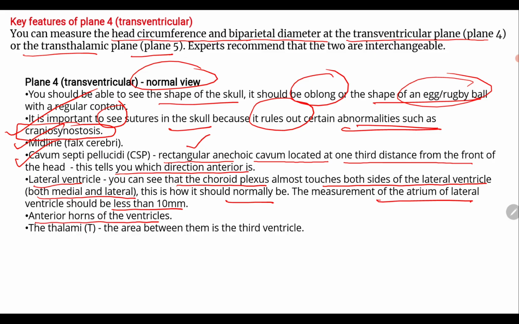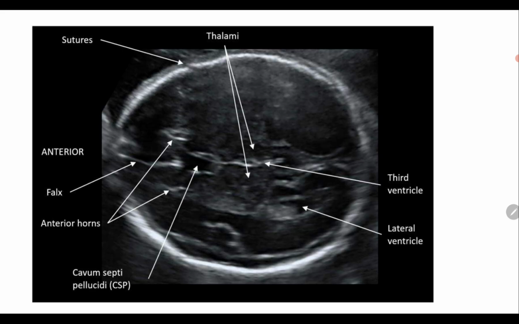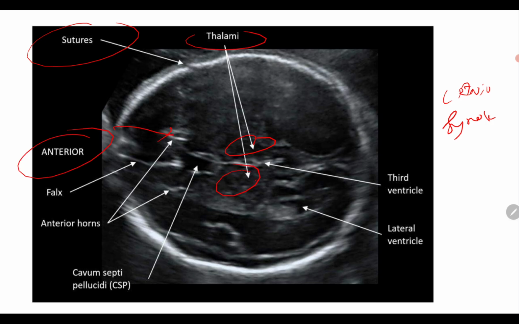The anterior horn of the ventricle should be visualized. The thalami are the area between the two ventricles, and the third ventricle has to be visualized. You can see this is plane number 4, the transventricular plane. In the transventricular plane you can see the suture line. If you don't get any suture line, that means it is craniosynostosis. And you should see both sides of the thalami, and you can see the anterior horn and falx cerebri.